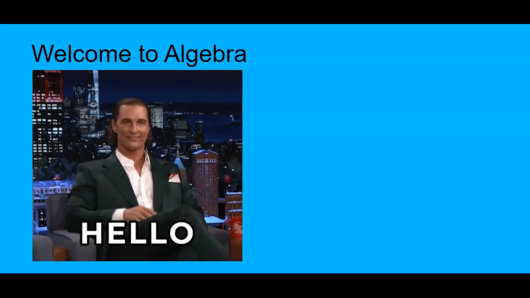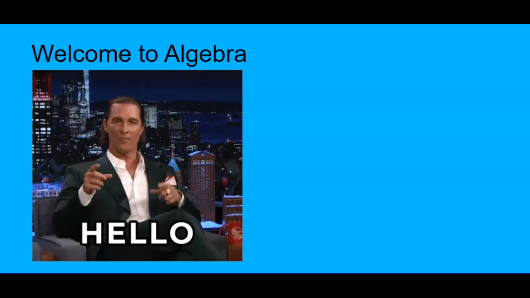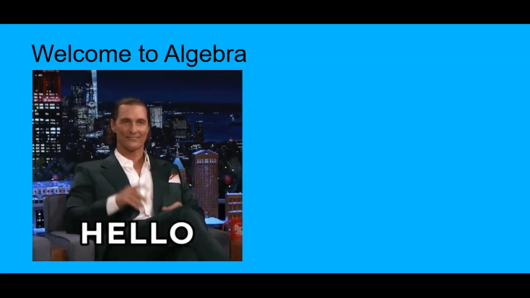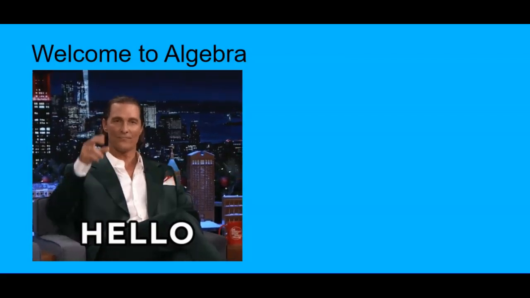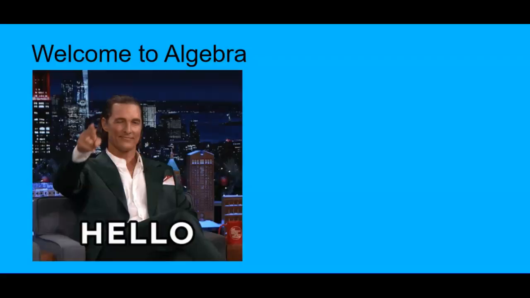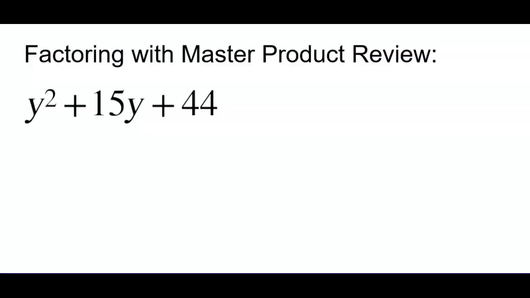Hello, welcome to Algebra. We are going to do one last lesson in this chapter, and it's the difference of squares. But before we do that, I'd like to review factoring using the master product. That's the diamond and box method. So, with this, what is my master product?